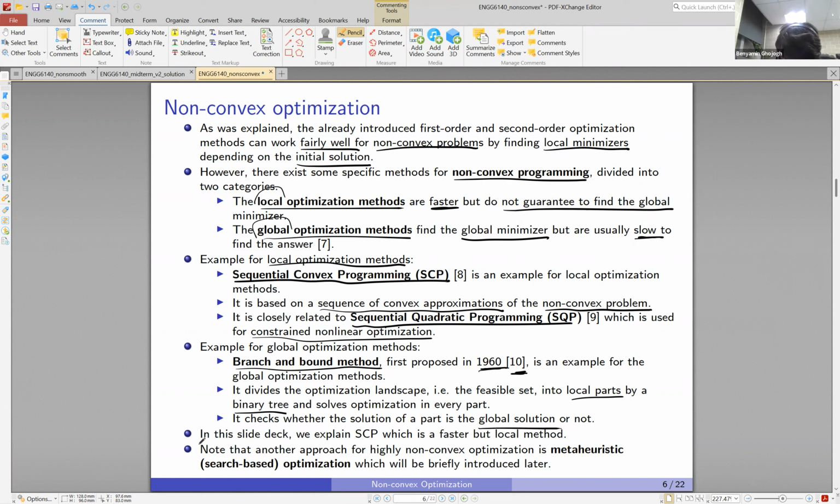Here, ignore this because I have added that to the slide deck. So I'm going to explain both sequential convex programming and the branch and bound method.